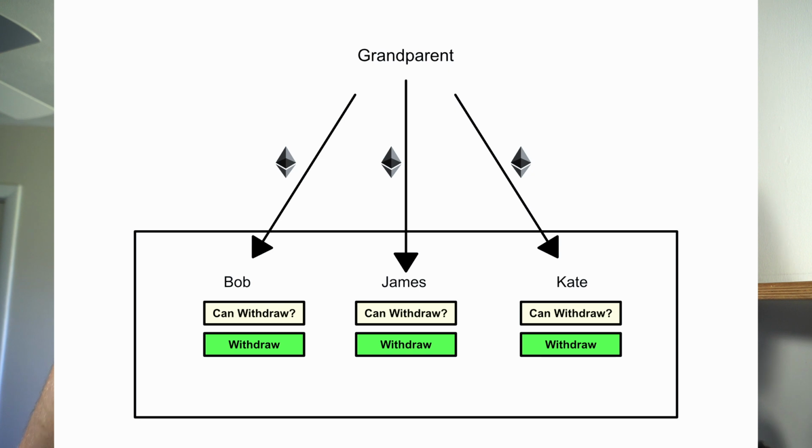So the grandparent is going to be building up these savings funds for the kids, and then at the allotted time, that kid can withdraw it. Now, I think that's a really fun smart contract. You might think it's really simple, but stick with me because there's a lot of little things we've got to do to make that happen.